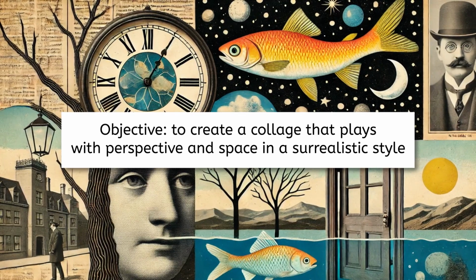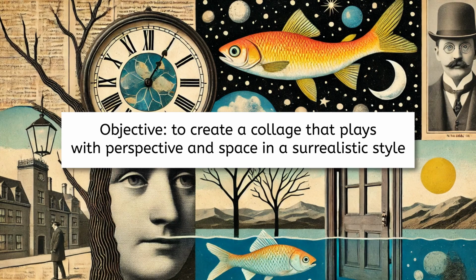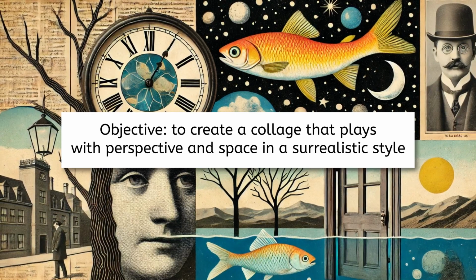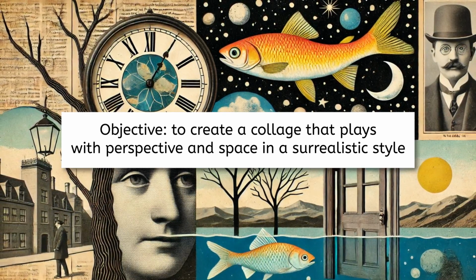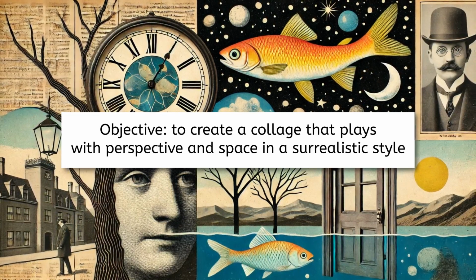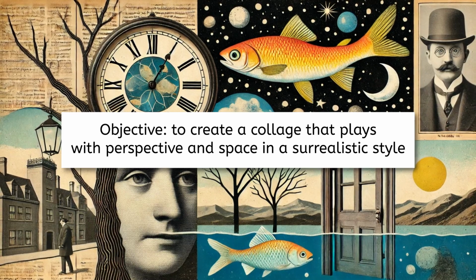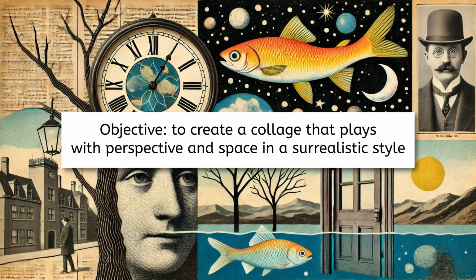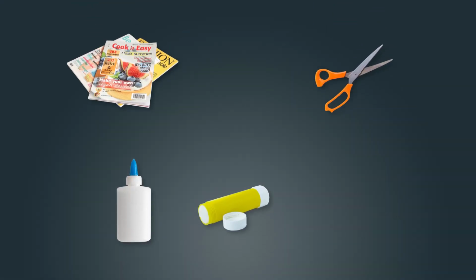In this project, your objective is to create a collage that plays with perspective and space in a surrealistic style. You will use magazine cutouts to combine various elements such as landscapes and objects in surprising and unconventional ways, inspired by artists like Salvador Dali and René Magritte. To start, gather magazines, scissors, glue, and construction paper. Begin by cutting out various images from your magazines that catch your eye. Think about how you can combine these images in unexpected ways to create a surreal scene.